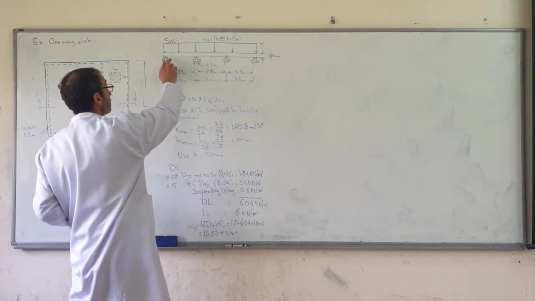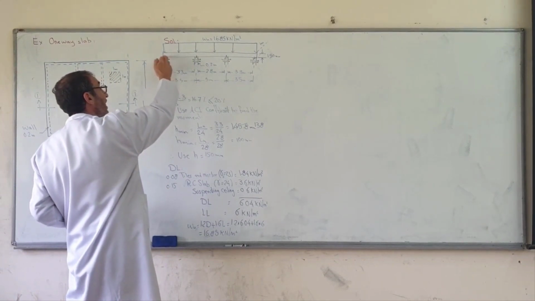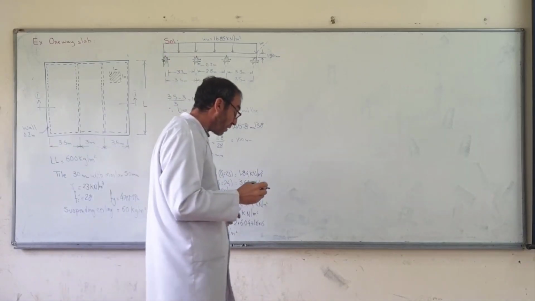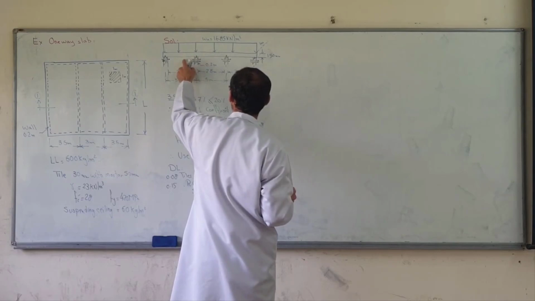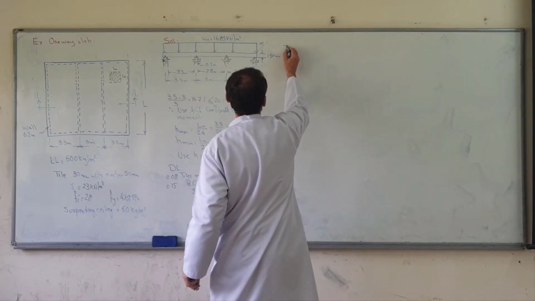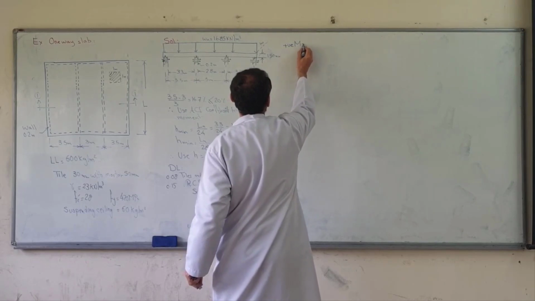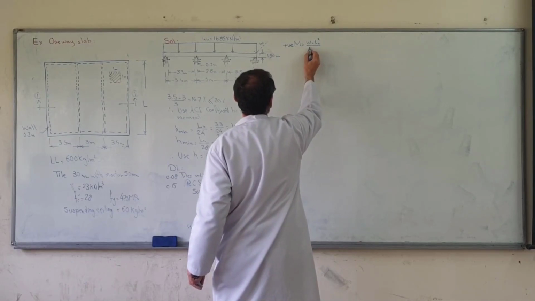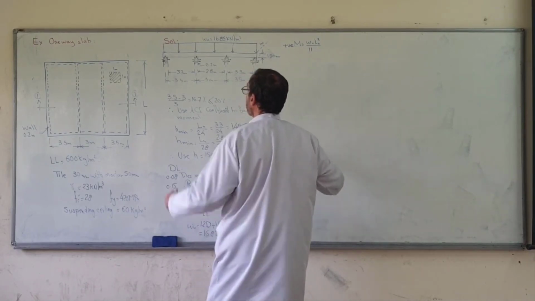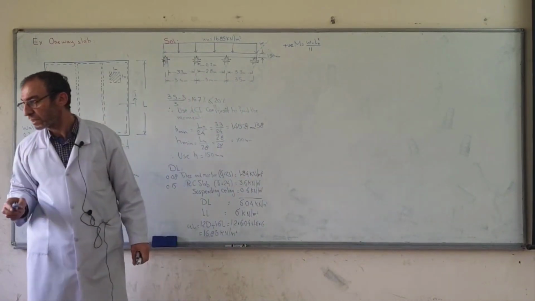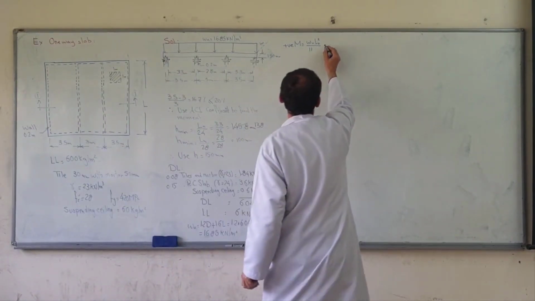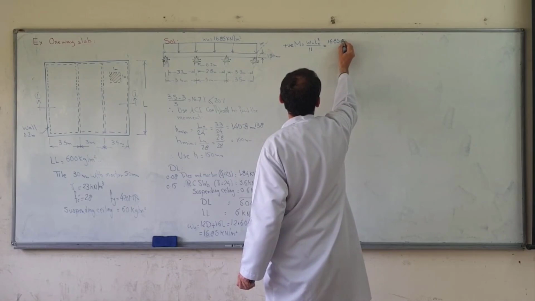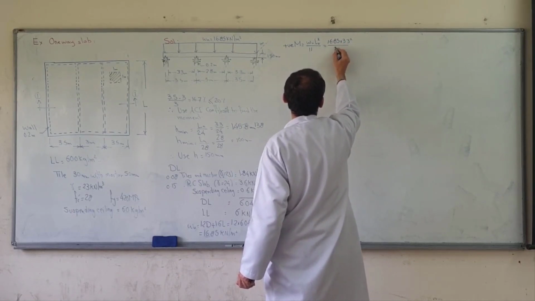With the ACI coefficient method, we find here the positive moment and the maximum negative moment. Positive moment equals W u Ln square over 11. So W is 16.85 times 3.3 square over 11.